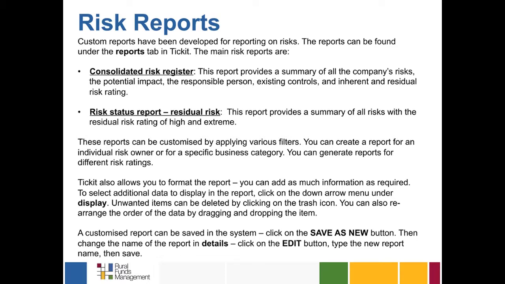These reports can be customized by applying various filters. You can create a report for an individual risk owner or for a specific business category. You can generate reports for different risk ratings. Tickit also allows you to format the report. You can add as much information as required. To select additional data to display in the report, click on the down arrow menu under Display. Unwanted items can be deleted by clicking on the trash icon. You can also rearrange the order of the data by dragging and dropping the item.